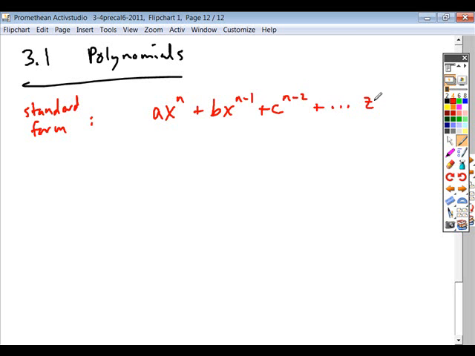just constants. And now, one of the things that sets a polynomial apart from just an expression is that this n value, this power, has to be a whole number. It can't be a fraction, a decimal, a negative, a radical. It has to be a whole number, which means it has to be 0, 1, 2, 3, 4, and so on.